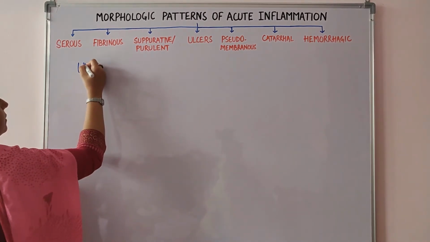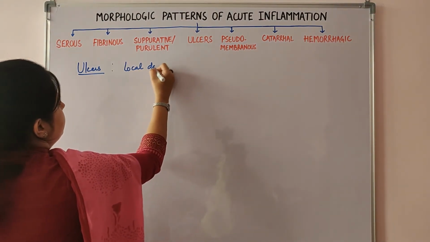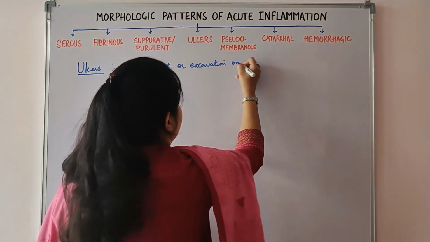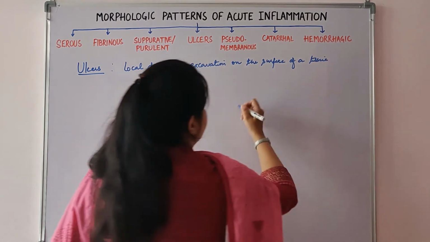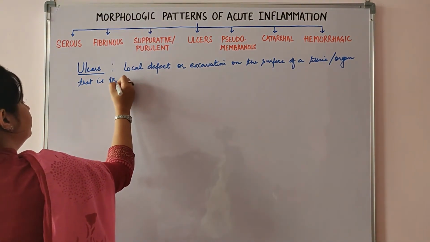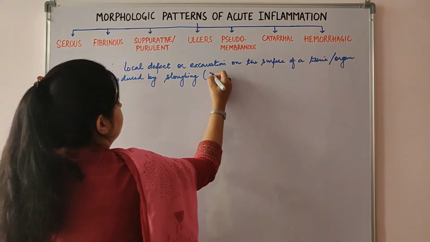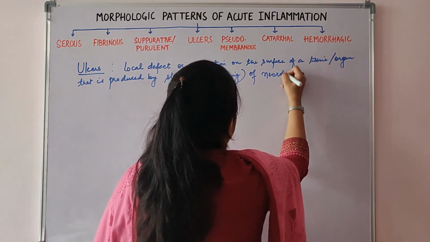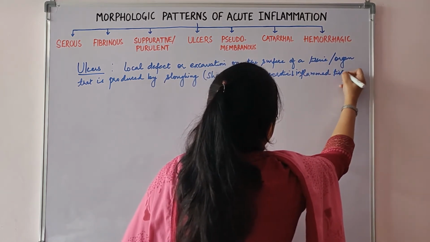Next is the ulcers. What is an ulcer? Ulcer is a local defect or excavation on the surface of a tissue or organ that is produced by sloughing or shedding of necrotic and inflamed tissue.